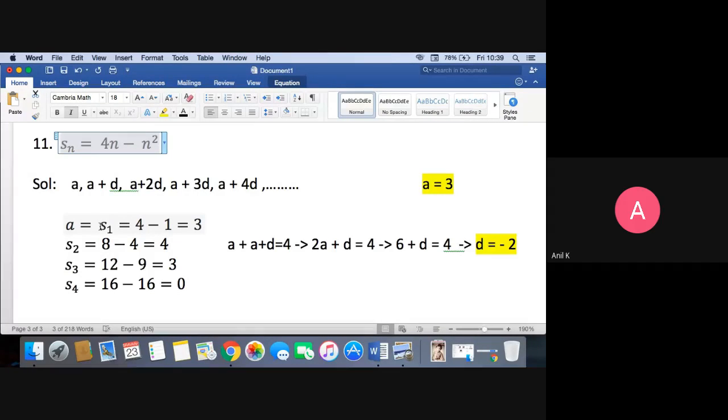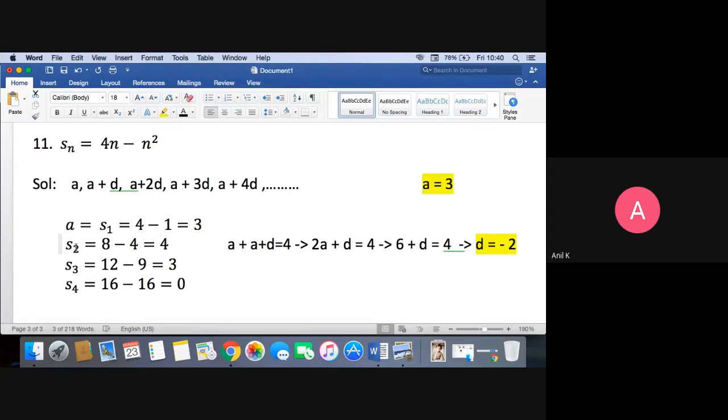What is Sn meaning? Sum of n terms. So similarly, S1 means sum of one term. Sum of one term means you are adding only one term. So that is nothing but the first term, which is A. So S1 and A both have the same meaning. So that means A value is 3. So here I have written A value as 3.